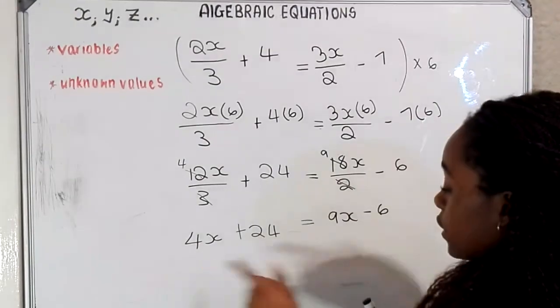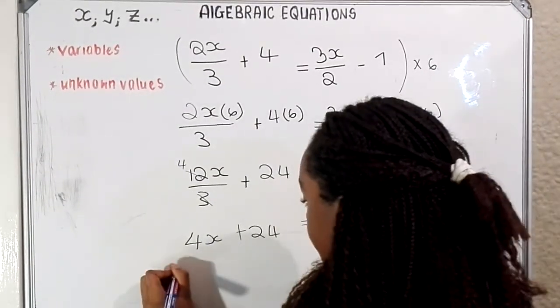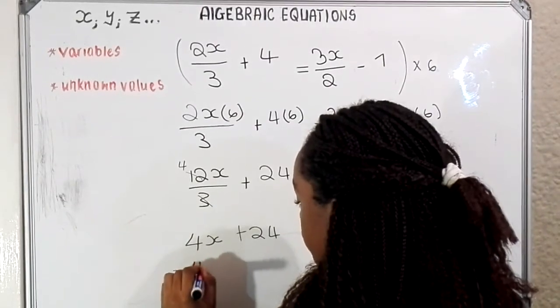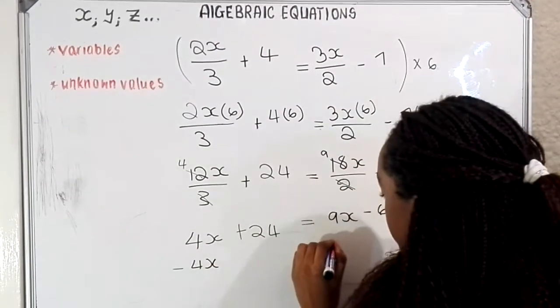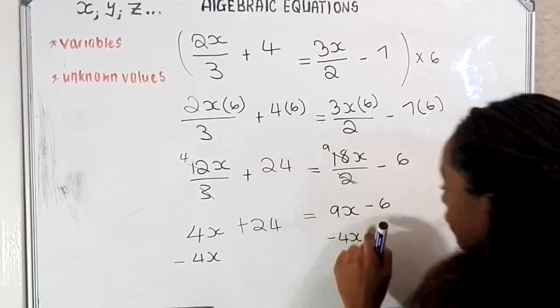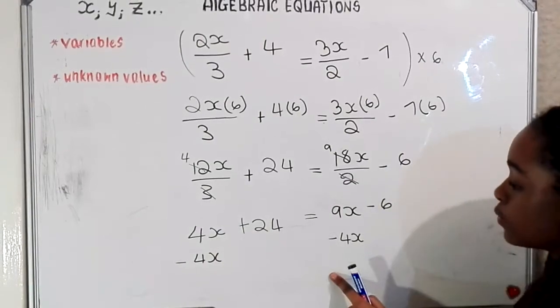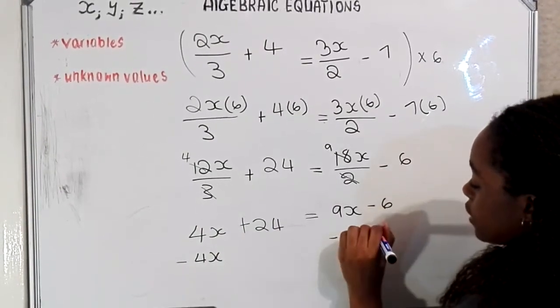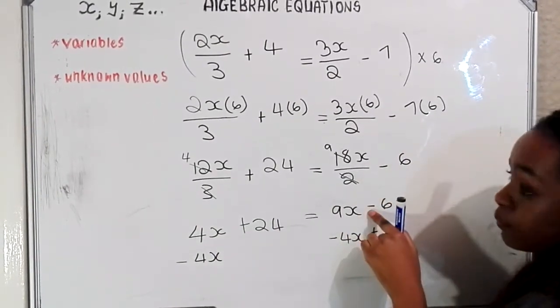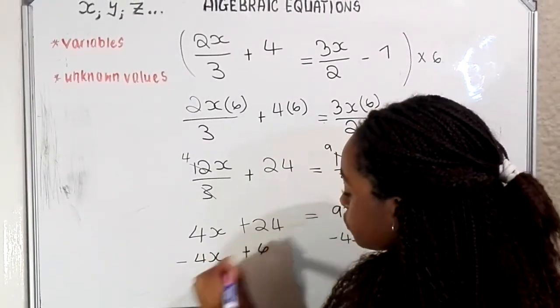So now we want x on one side, so I'm going to subtract 4x on this side, subtract 4x on this side, because the opposite of plus is minus, so whatever you do on this side, you must do on this side as well. I'm going to add 6 on this side, because the opposite of minus is plus. I'm going to add 6 on this side as well.